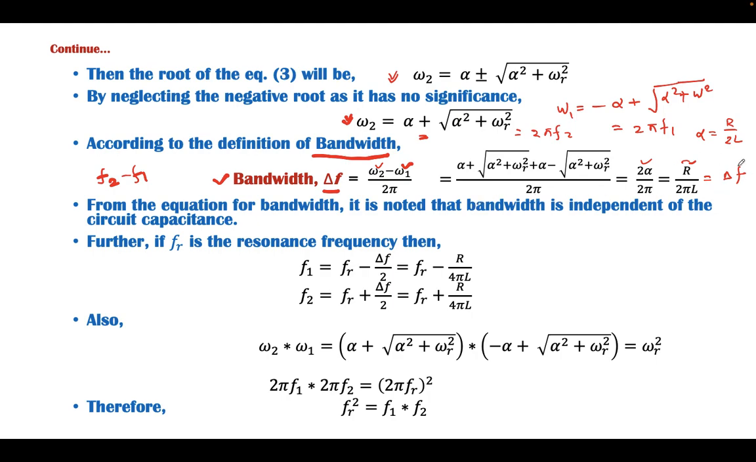From this equation we can observe that bandwidth is independent of the capacitance of the circuit. It depends upon the resistance and inductance of the circuit.